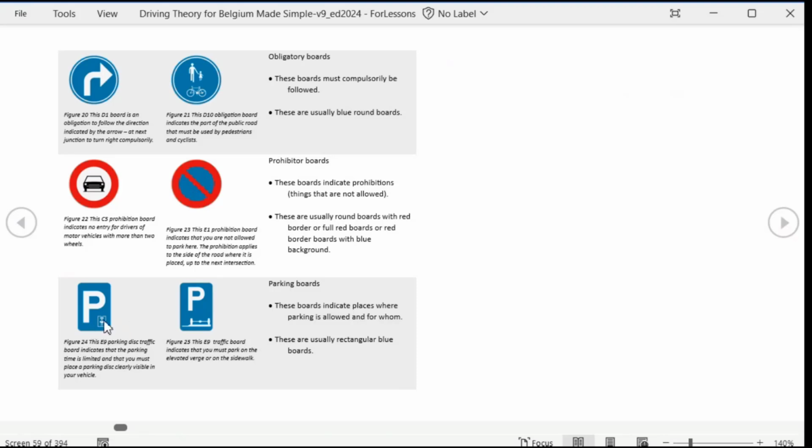Then there are parking boards indicating that it's a zone where you have to use the blue disc for parking, indicating the time. But we will discuss this in the parking lesson. And this is another board which indicates that you must park your vehicle with all the wheels on the elevated verge.